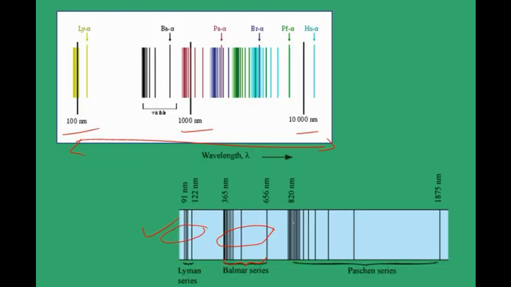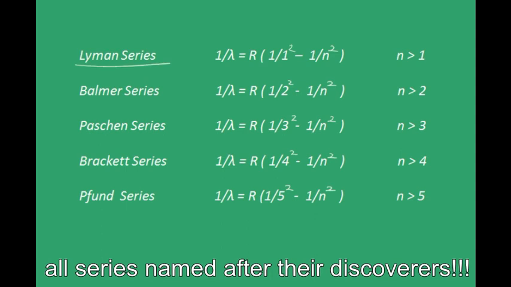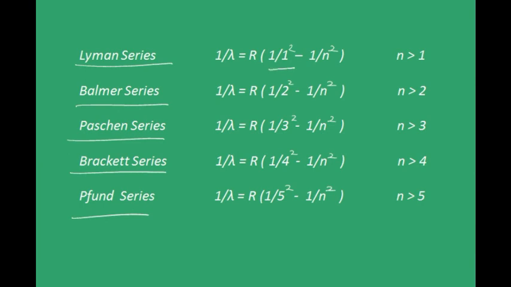And other series were also observed, like this region, and all the regions were observed, and they are now named as Lyman series, Balmer series, Paschen series, Brackett series, and Pfund series. For Lyman series, you have 1 by 1 square minus 1 by n square.